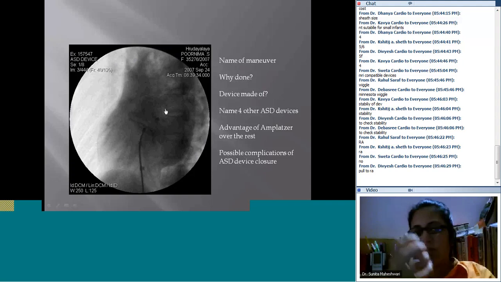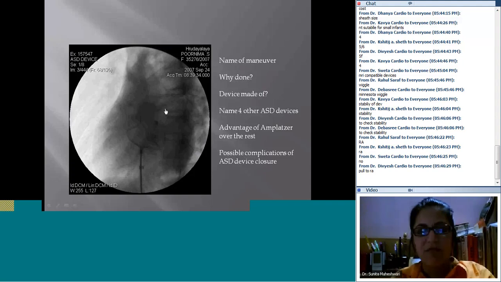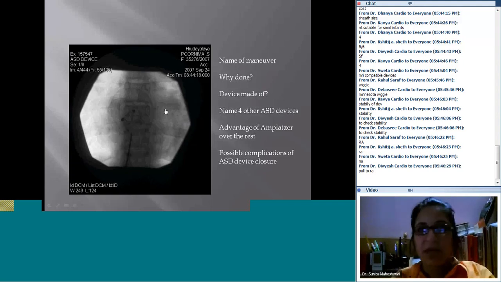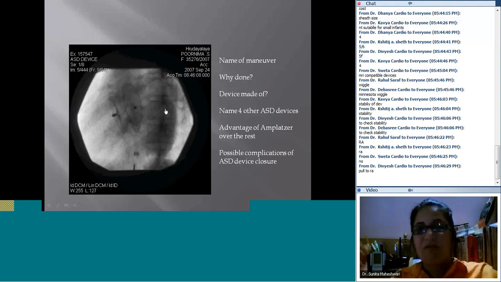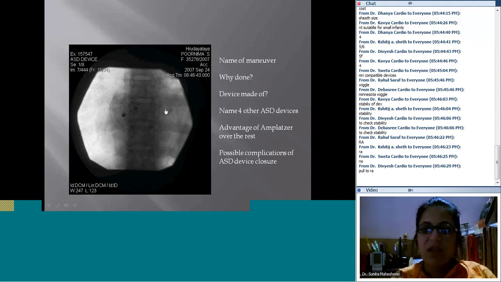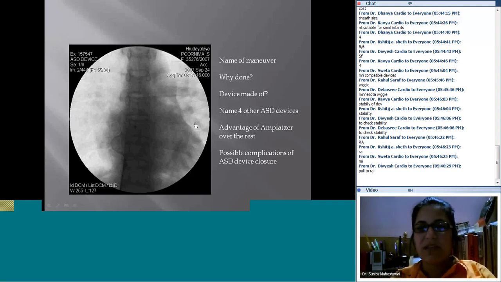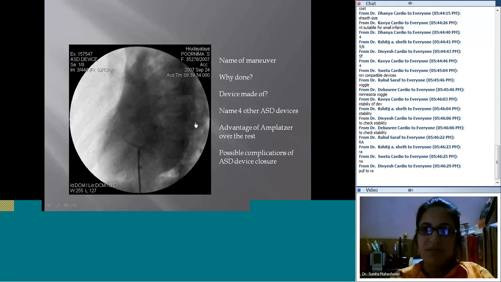Some people actually don't do the wiggle because it's not actually physiologic, and if you have a flailed rim, sometimes it will slip in. But I think to be on the safer side, you do the wiggle, you're happy with it, then you release it. What is this device made of? Nitinol, all agree, nickel titanium alloy.